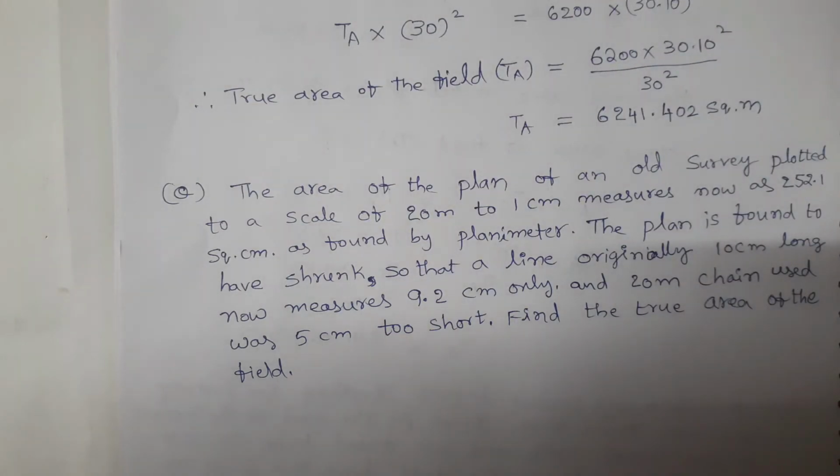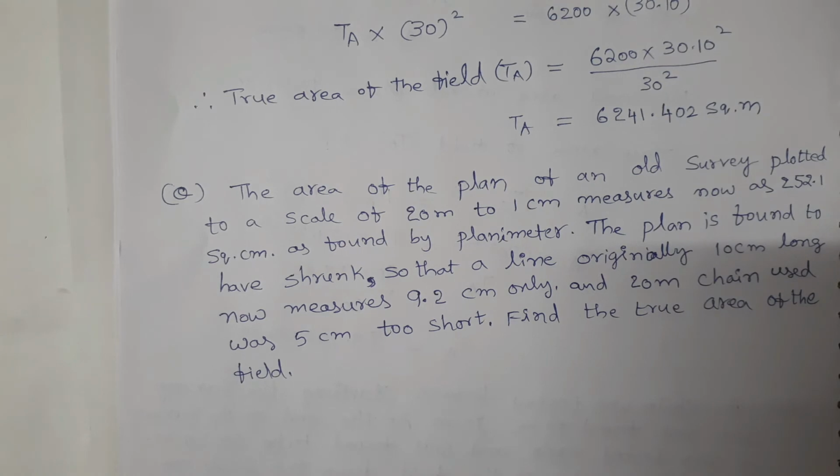The area of the plan of an old survey plotted to a scale of 20 meter to 1 centimeter measures now as 252.1 square centimeters as found by planimeter. The plan is found to have shrunk so that a line originally 10 centimeter long now measures 9.2 centimeter only, and the 20 meters chain used was 5 centimeter too short. Find the true area of the field.